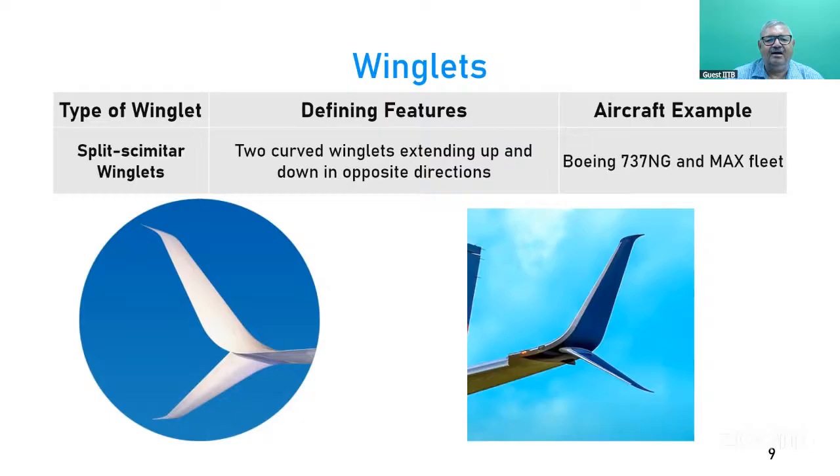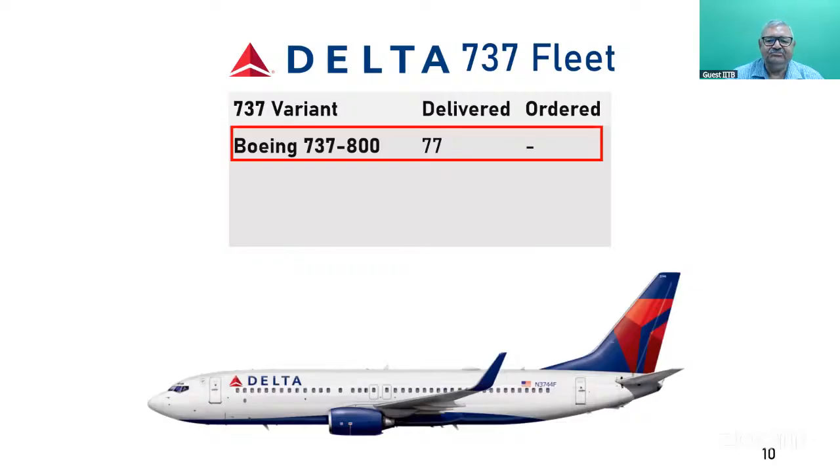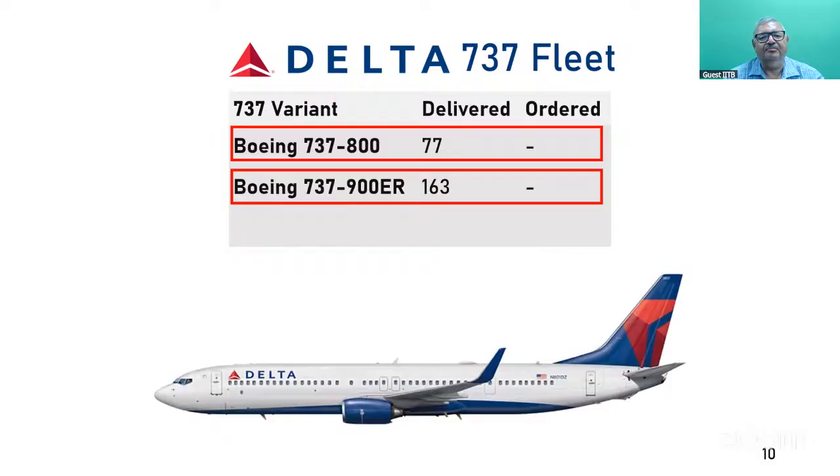Split scimitar winglets. Now, if you look at the Delta Airlines fleet of 737, you will find that you have this simple blended winglet in Boeing 737-800, of which 77 have been delivered and there are no more orders. And you can also see Boeing 737-900ER, in which case 163 have been delivered and nothing is under order. So in these 240 aircraft of Delta, you will see a simple blended winglet.